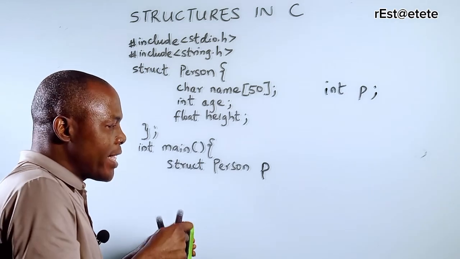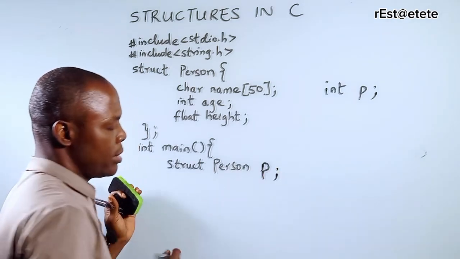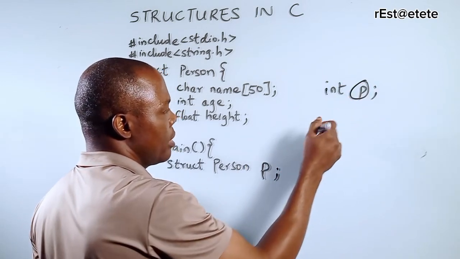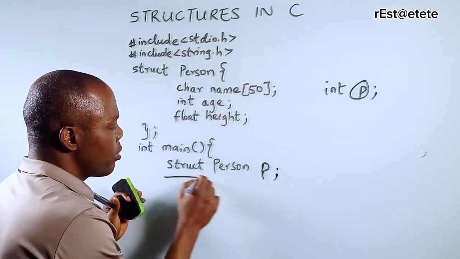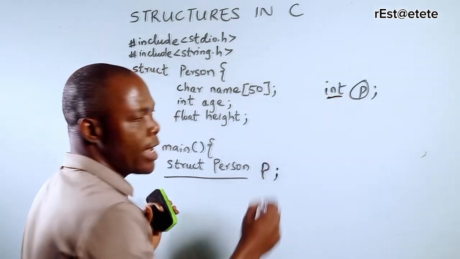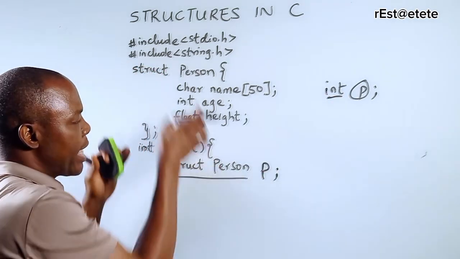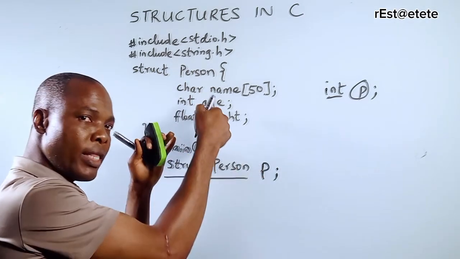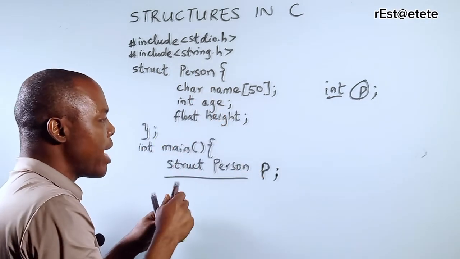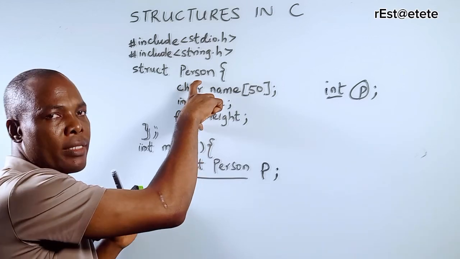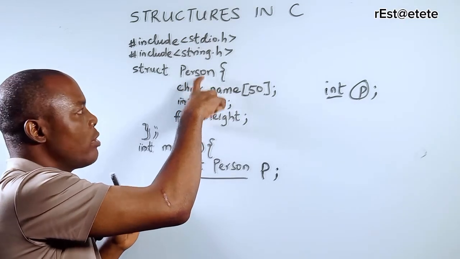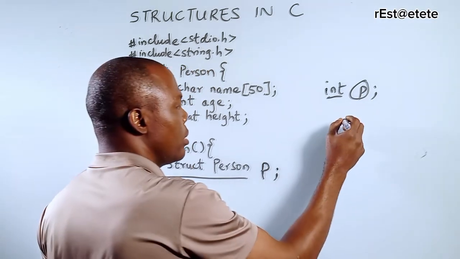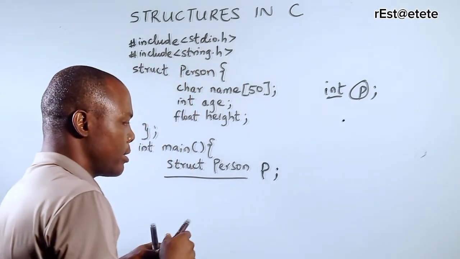Now, if I do this, meaning I have created the object and the object is what? P. So the data type is this one, just like this integer. This is the data type that I created. And then I'm creating the object for the data type. Now, how am I going to access these members, the elements of this structure? I'm going to use my dot operator. The dot operator, that's what I will use to access it.